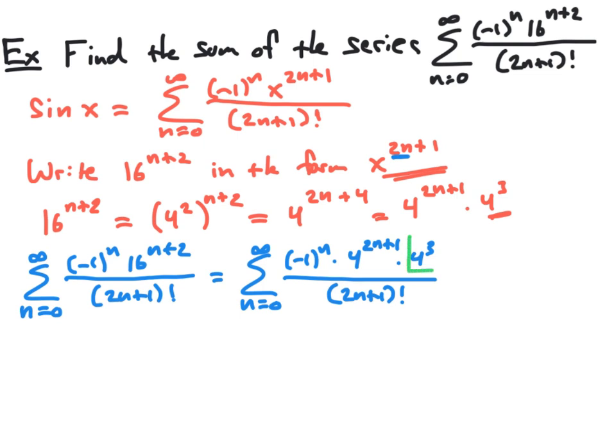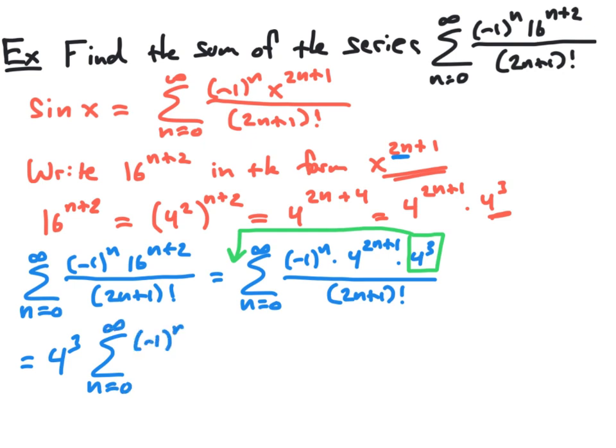We can then take this constant of 4 cubed and bring it outside of our summation. Every term in our series is going to have a constant factor of 4 cubed, and we can bring it outside, and in this case, that will be beneficial to us. And so we're going to have the constant 4 cubed times the series from n equals 0 to infinity of negative 1 to the n, 4 to the 2n plus 1, all over 2n plus 1 factorial.